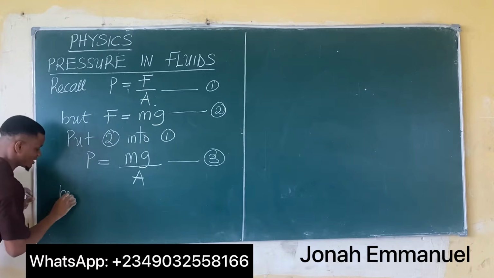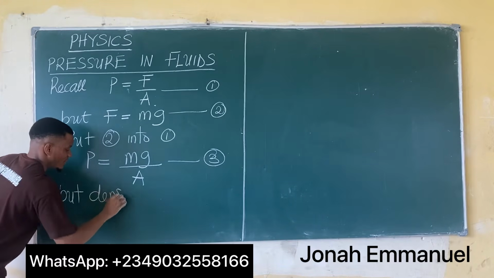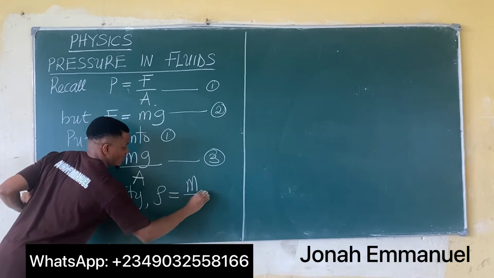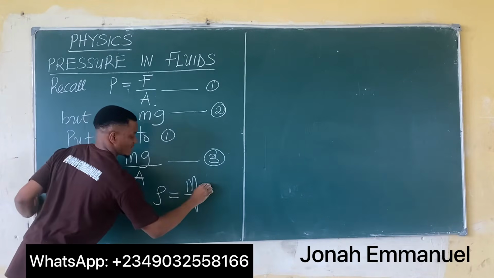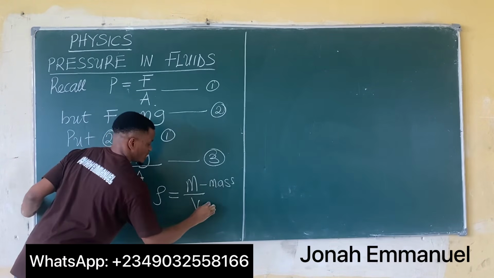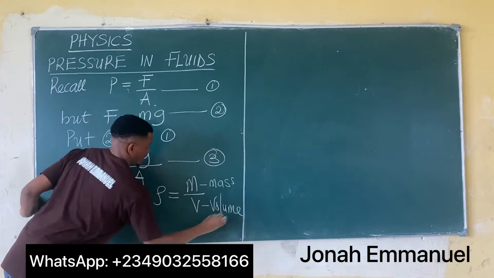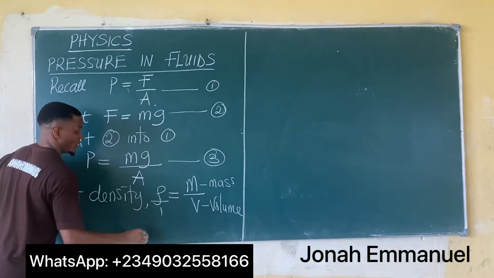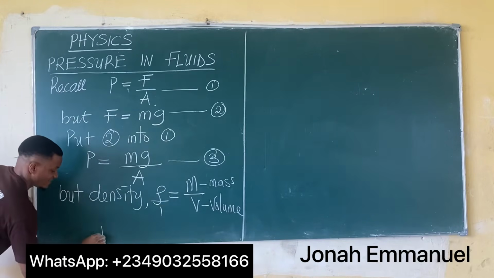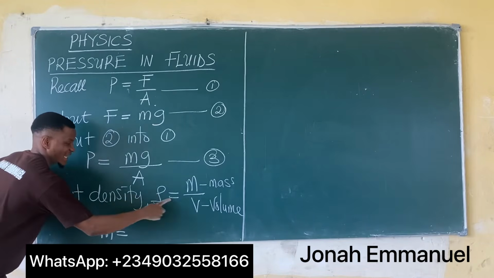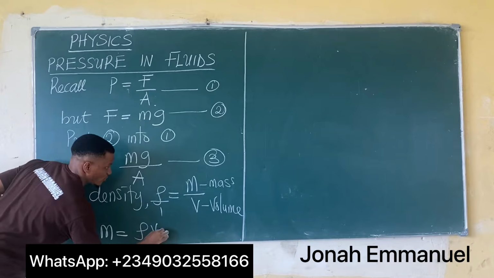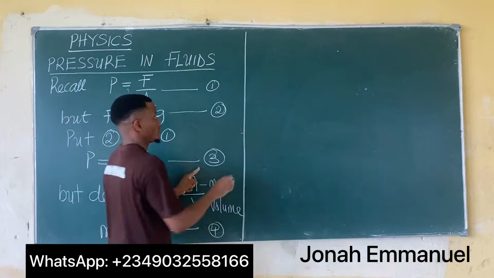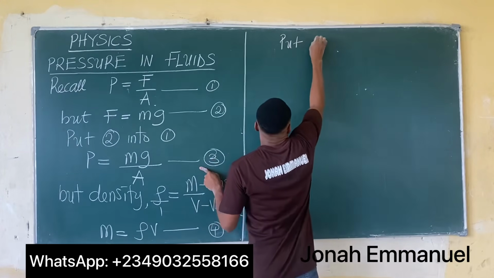Let's recall something about density. Density, we say density rho is equal to what there? Mass all over volume. This is mass. This is volume. This is density. If I make mass subject of the formula here, this is all over 1, so it becomes mass times 1. It means that mass is equal to density times volume. Call this equation 4.